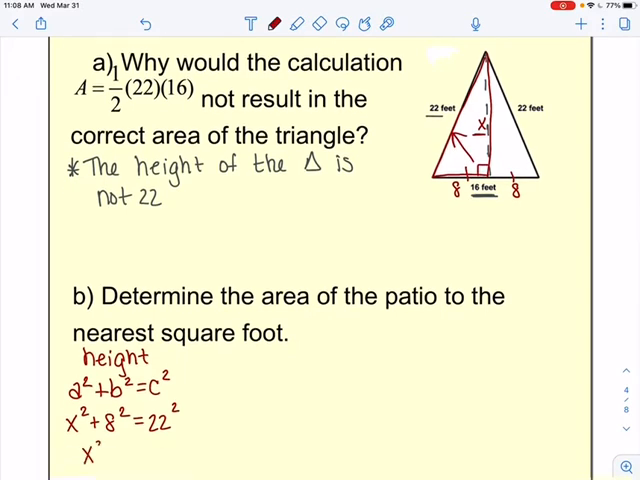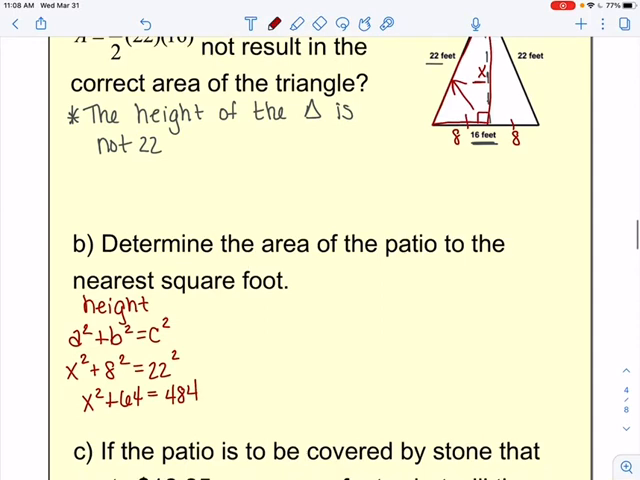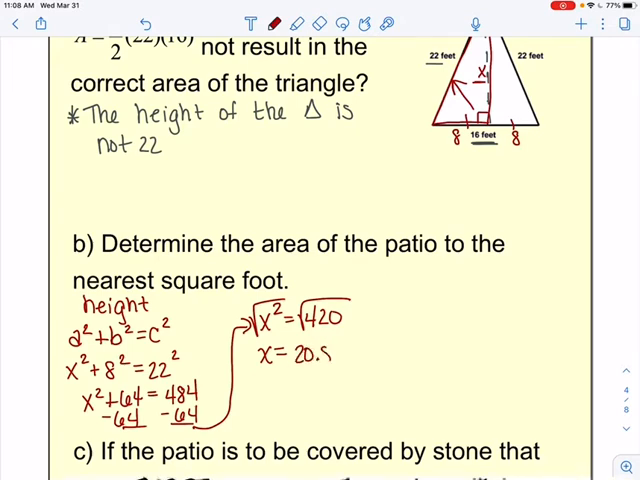8 squared is 64. 22 squared is 484. Next step to solve here, we'll subtract 64 from both sides. That's going to leave me with x squared equals 420. The opposite of squaring something is taking the square root. When you take the square root of 420, to the nearest tenth it comes out to 20.5. So now 20.5 is the height.